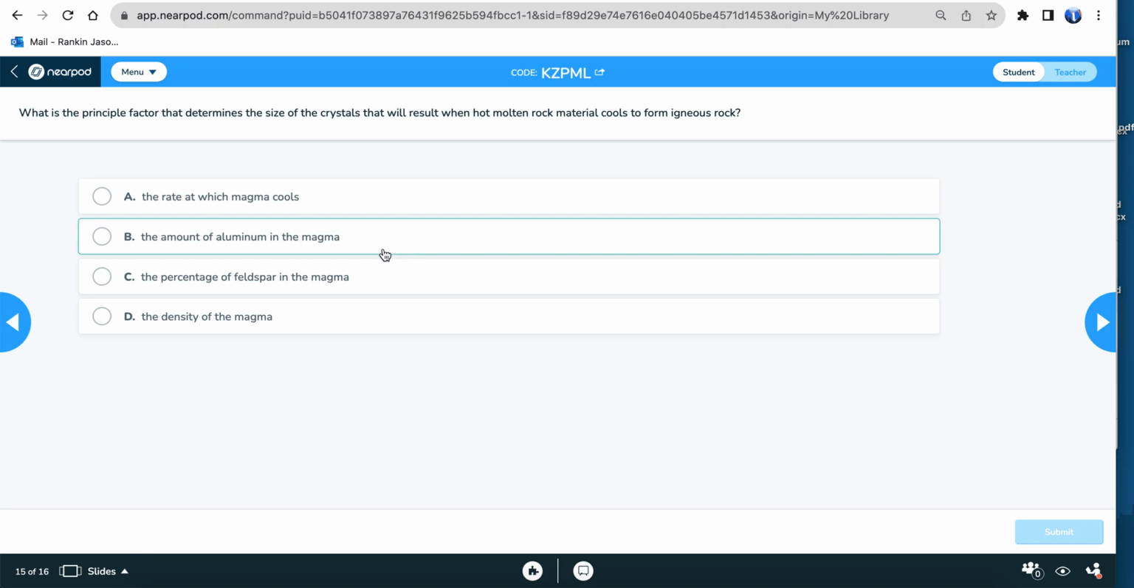All right, so your best answer here is not the density of the magma. It's not the percentage of the feldspar. That can help you with the colors of the minerals. The amount of aluminum can help you with its composition. But the rate at which the magma cools is your answer. How fast or how slow it will cool.